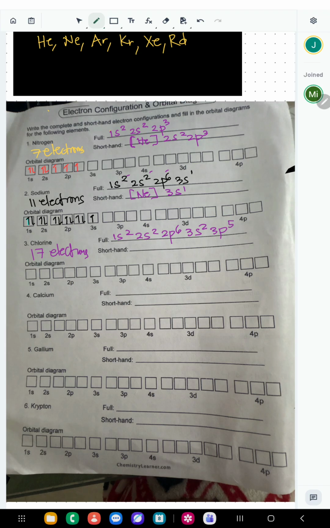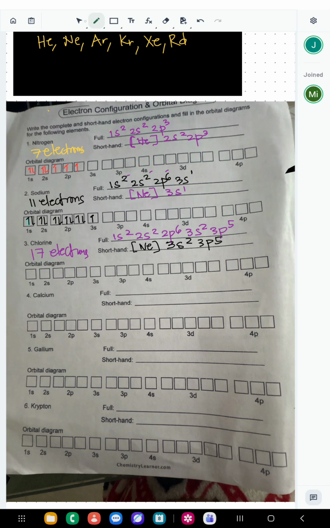All right. And then for the shorthand configuration or notation, what is the closest noble gas to chlorine? Neon. So you put neon in a bracket. And then what is the atomic number of neon? 10. So we don't include the first 10 electrons. So we will just copy the last ones, which is 7. So 3s2, 3p5. So this is the shorthand notation or electron configuration of chlorine.